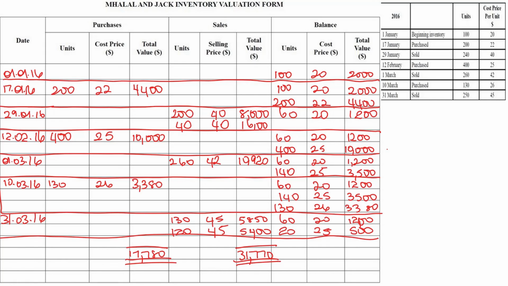$31,770. And now we're going to total the value of our stock on hand. Our stock on hand, we have these two, so it's going to be $1,200 plus $500, which will give us a total value of $1,700 including stock on hand as at the 31st of March 2016.